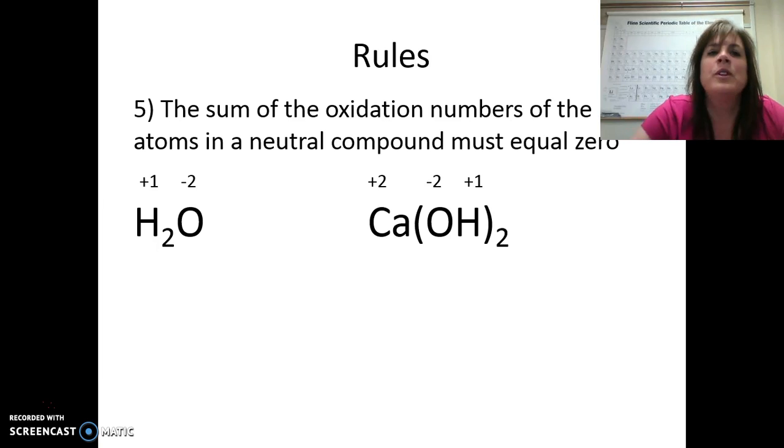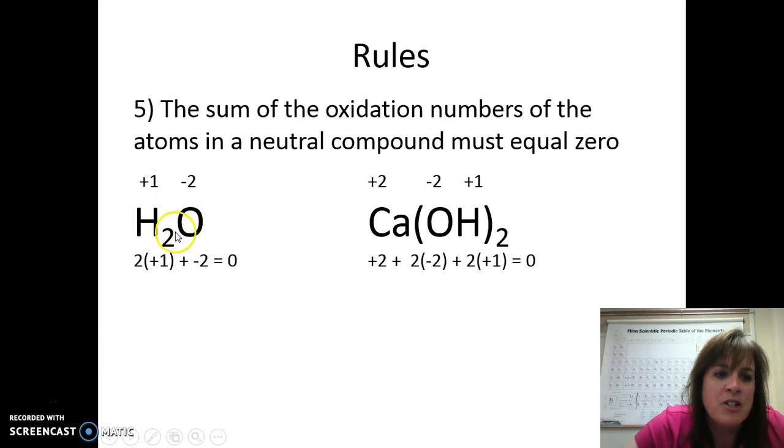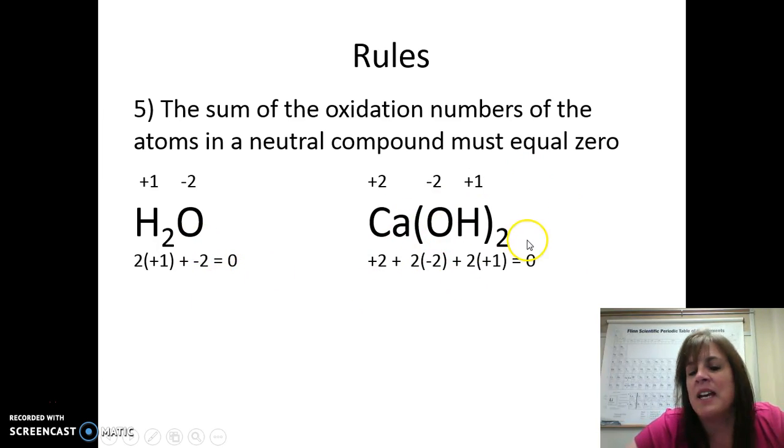Got 2 more to go. Rule number 5. The sum of the oxidation numbers in the atoms of a neutral compound, so neutral means it doesn't have a charge to it, has to equal 0. So for example, and we use the subscripts, it's very important. We can do a little math here, and the hydrogen charge and the oxygen charge here in water have to add up to 0. So if we do some math here, 2 times +1 plus -2 equals 0. Check.